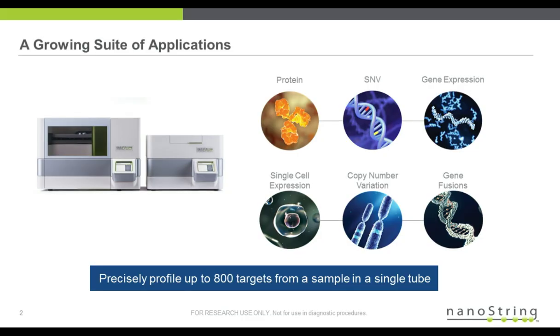Just as a brief introduction to NanoString Technologies, we develop methodologies that allow you to perform assays on proteins, single nucleotide variants, gene expression, gene fusions, copy numbers, single-cell gene expression, as well as microRNAs. Our technology is highlighted by being able to analyze up to 800 targets at a time. So it's a multiplexed assay that measures 800 different things.